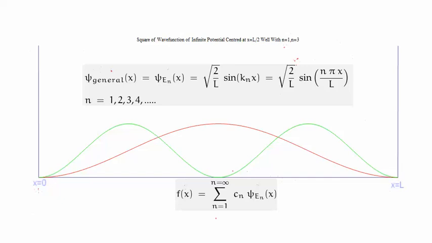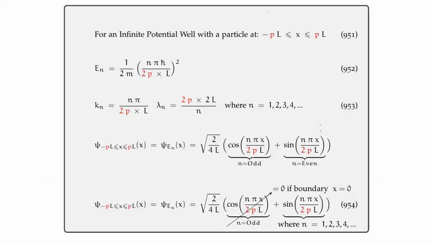So let's look at the most general solution to the time-independent Schrodinger equation for such an infinite potential well. Here are the details for the most general solution. Note that I'm going to define the well as extending from negative PL to positive PL, where P is any number. And notice the well width in this case is going to be 2P times L.